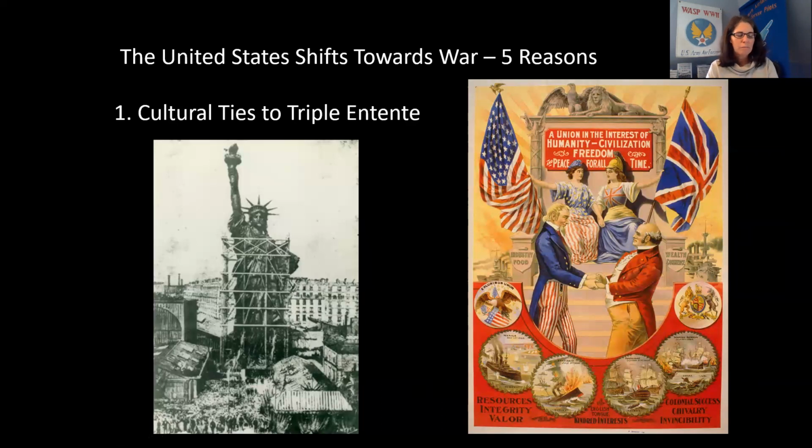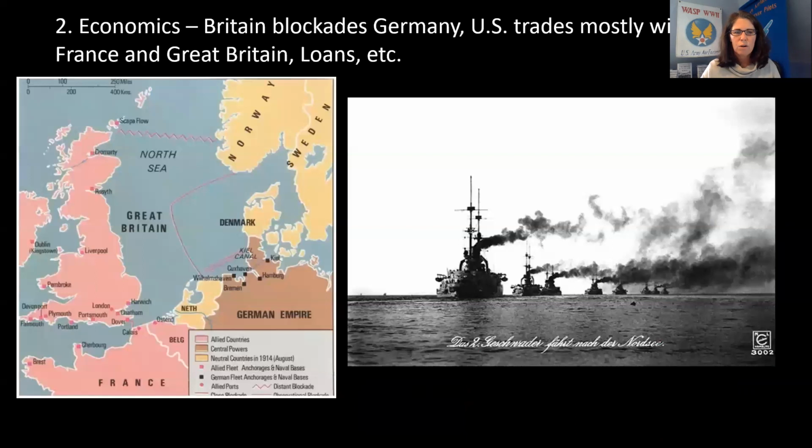They had participated in our Civil War, and these long ties. So while we have many Americans, especially those German Americans, and even the Irish Americans, who, remember, the Irish were actively trying to find their independence, even though we have those connections, the ties to the Triple Entente are stronger.